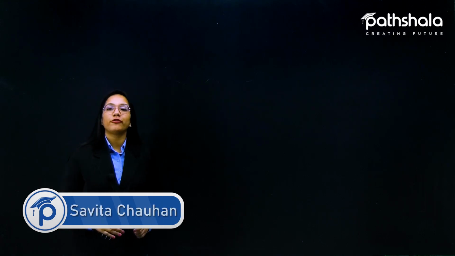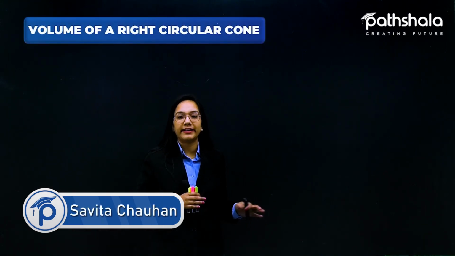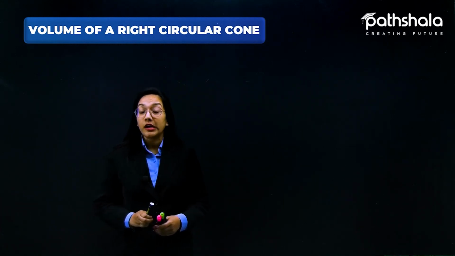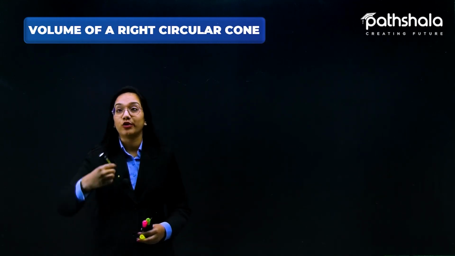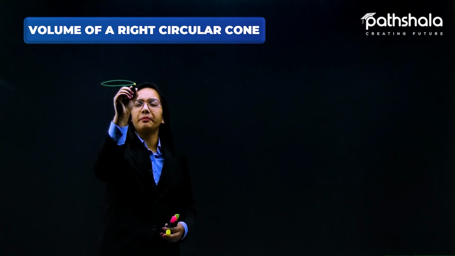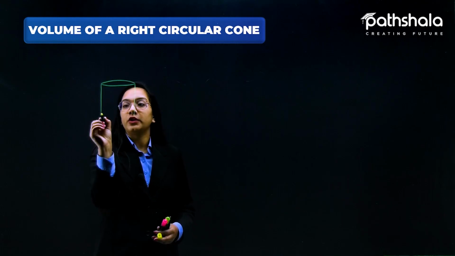Now let's move on to the volume of a right circular cone, after doing the volume of the cylinder. In order to calculate the volume of a right circular cone, I'm performing an activity here. Let us suppose I'm taking a cylinder. I'm not taking a cone.